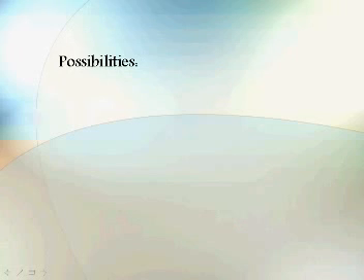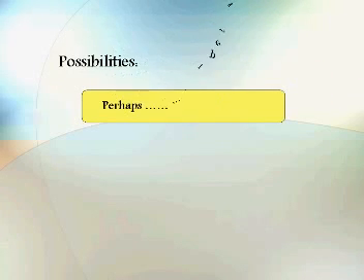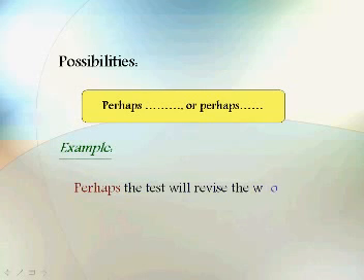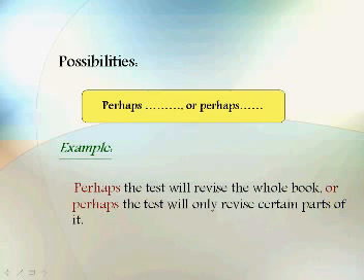Okay. But before going to the table, we have possibilities. What is the language used for possibilities? Yes. As we studied in our books, we would say perhaps, or perhaps. This means if you have two possibilities or more, what do you say? You say perhaps, or perhaps. For example, perhaps the test will revise the whole book, or perhaps the test will only revise certain parts of it. So here we have perhaps and or perhaps.